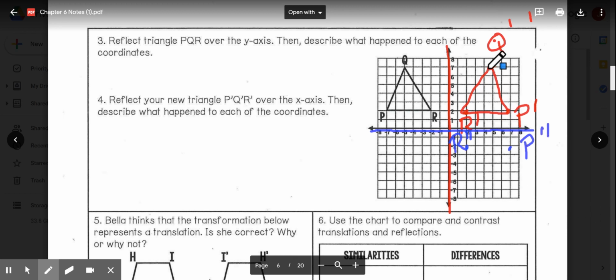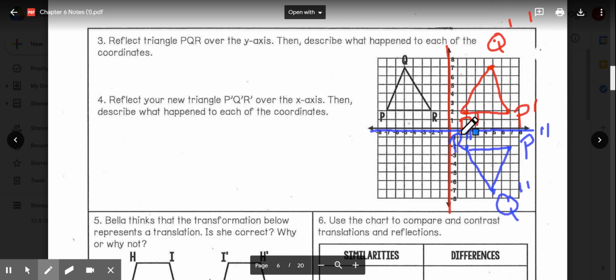And for Q, Q is 7 units above the axis. So I am coming down here 7 units and making my point. And again, that's going to be labeled now Q double prime. And so then we can go ahead and connect that triangle to get our second image. And the last thing we're going to do is it says describe what happened to each of the coordinates.